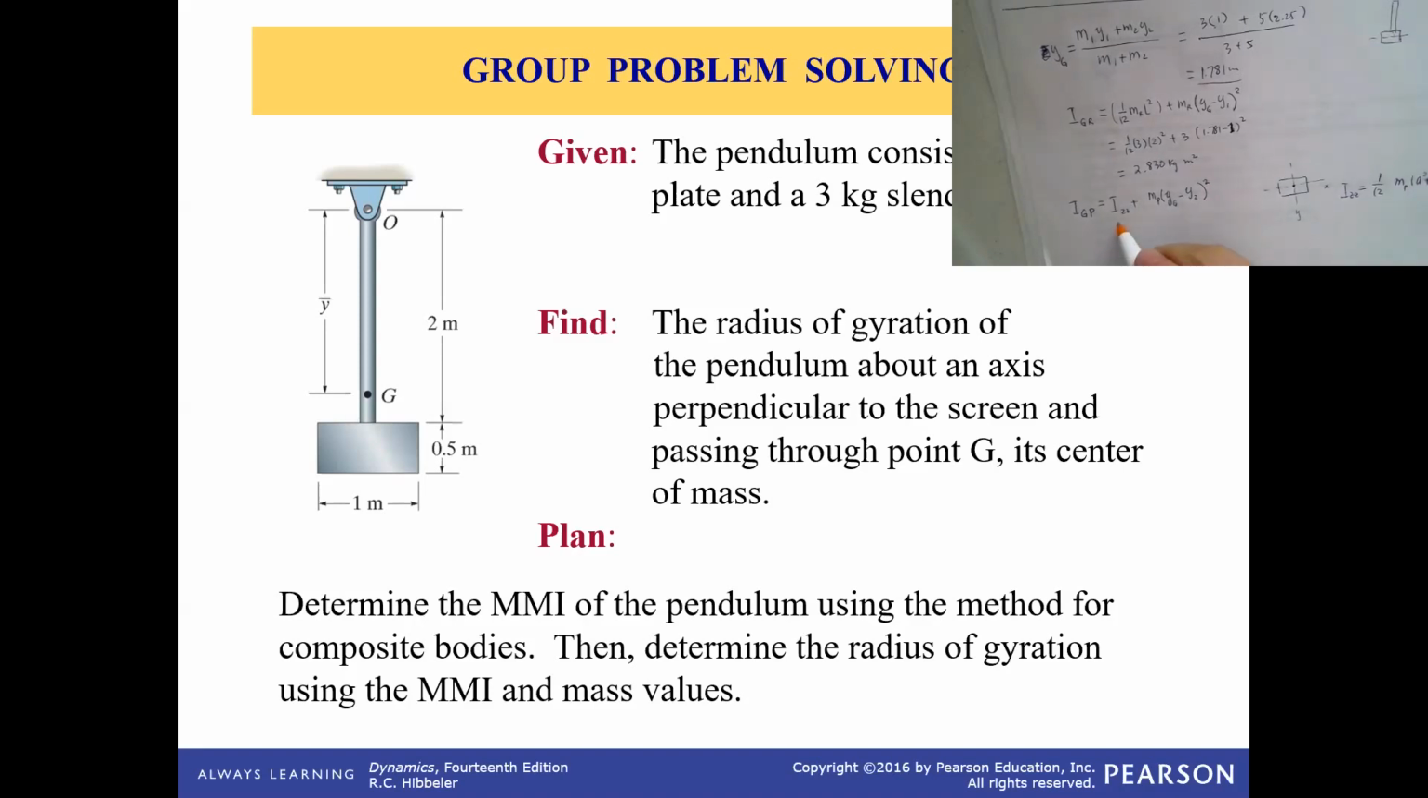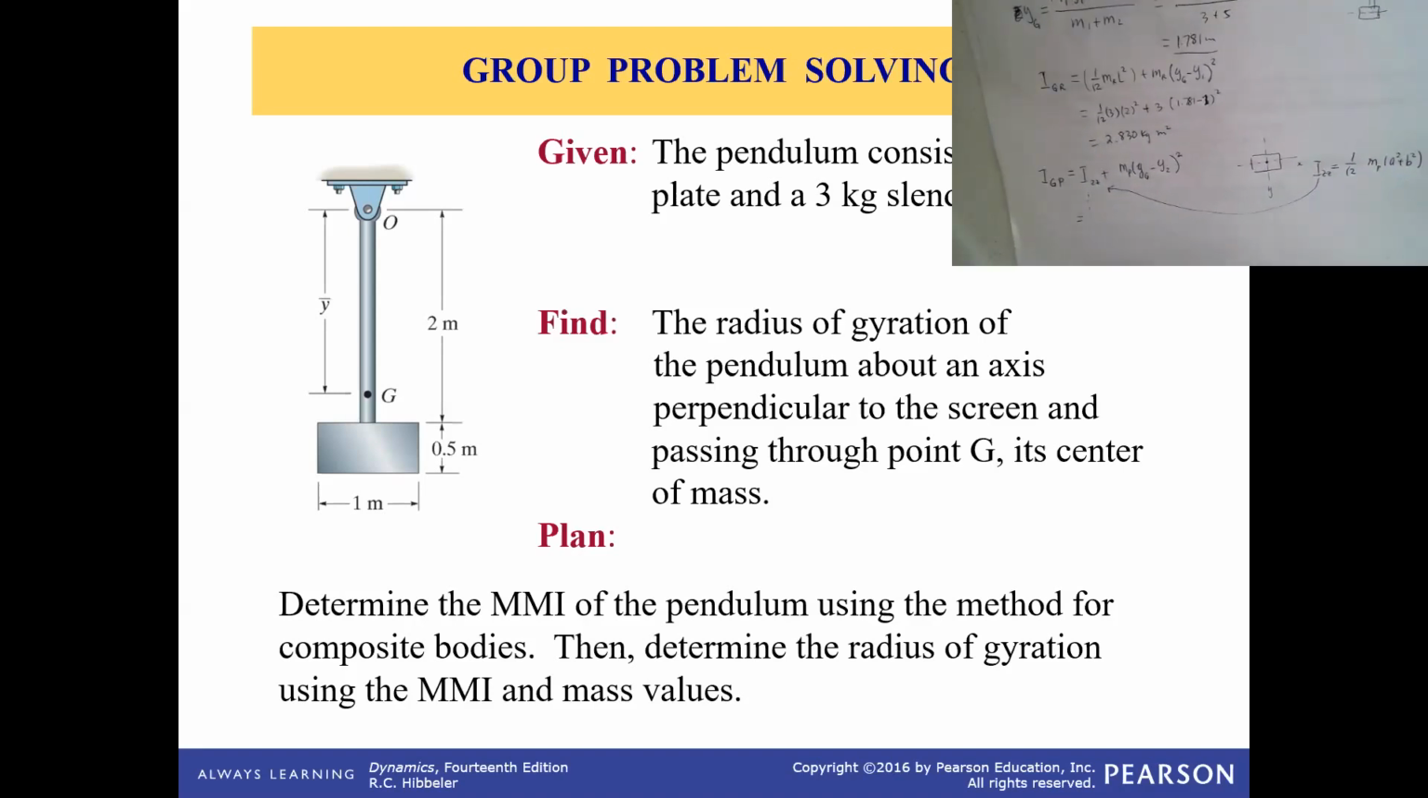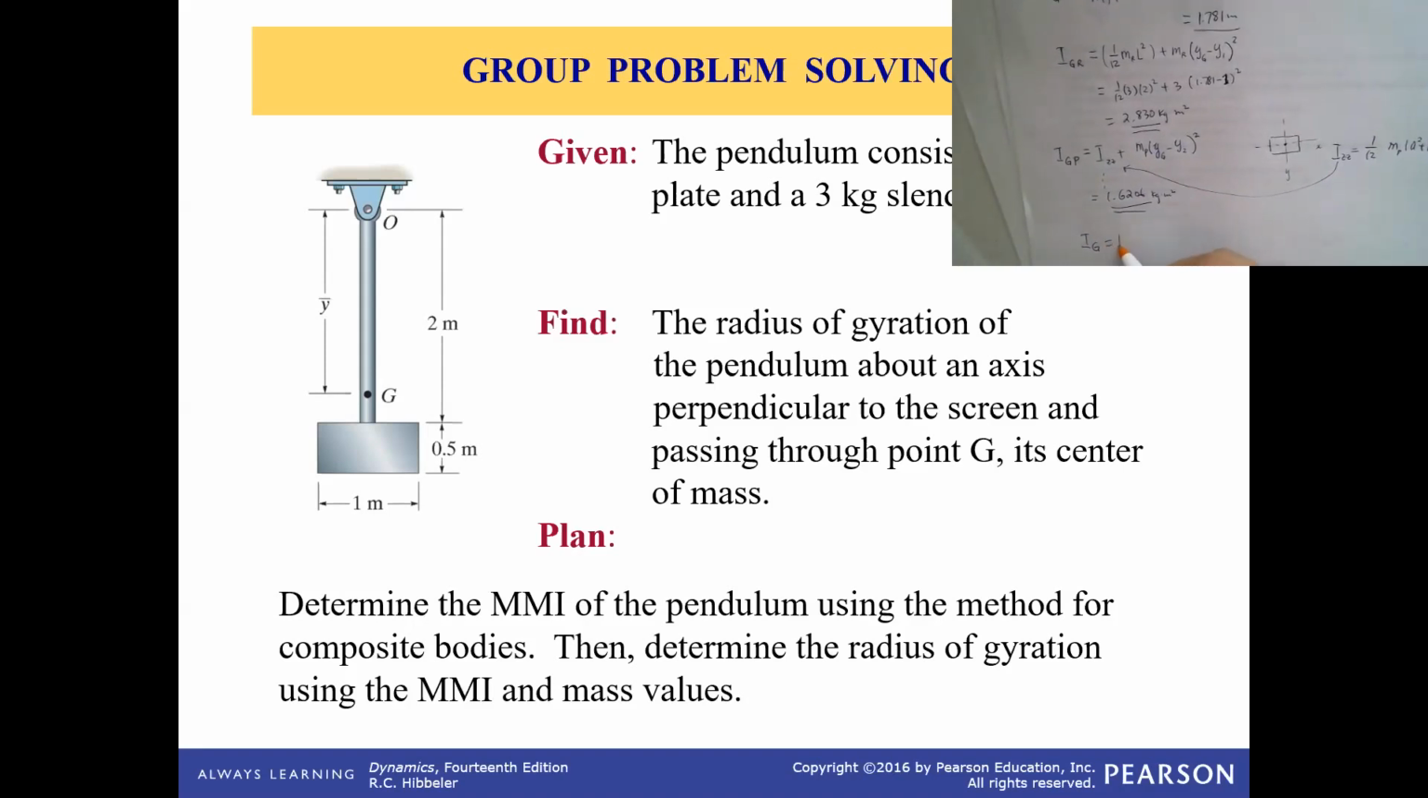So you can plug in the numbers. I'm going to skip plugging in the numbers, so you take this one over there and plug in the numbers, and it's going to be 1.6206 kg meter squared. Then you are going to add these two up for the total I with respect to G, the I of G for the rod plus the I of G for the plate. It's going to be 4.45 kg meter squared.